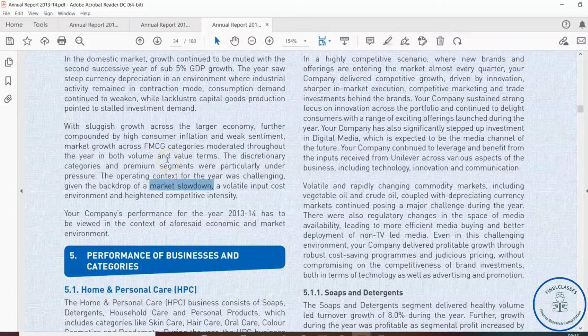Every business firm has to face some factors. Without risk factors, you can't survive. That is part of the business. So these are the economic risk factors that they are highlighting.